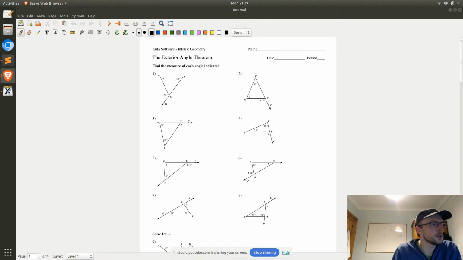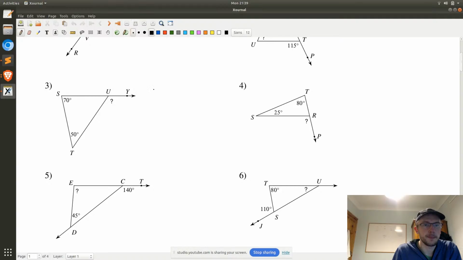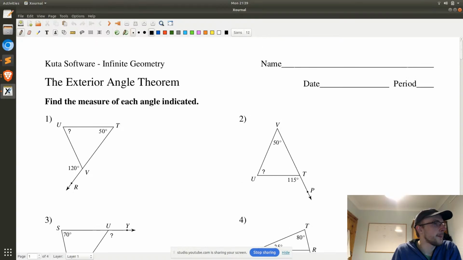Now comes the exterior angle theorem. Exterior angle theorem. And the challenge is to stop making mistakes.